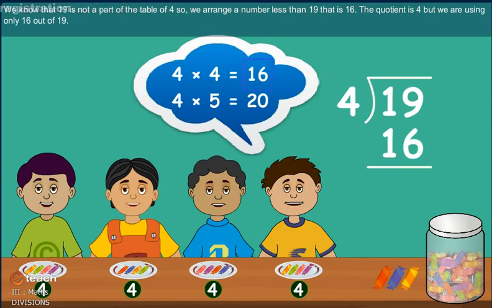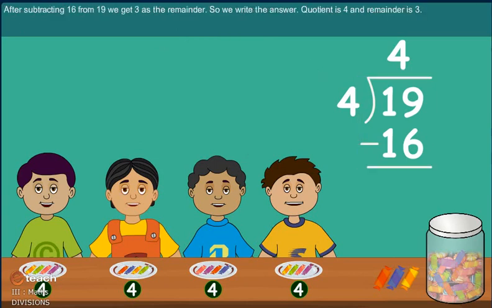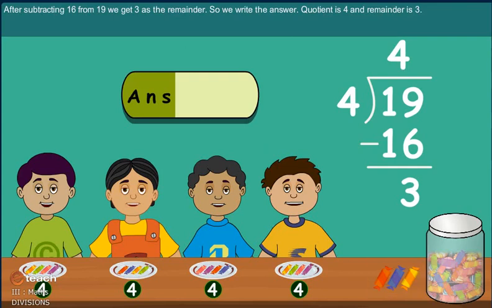The quotient is 4, but we are only subtracting 16 from 19. After subtracting 16 from 19, we get 3 as remainder. So, we write the answer. Quotient is 4 and remainder is 3.